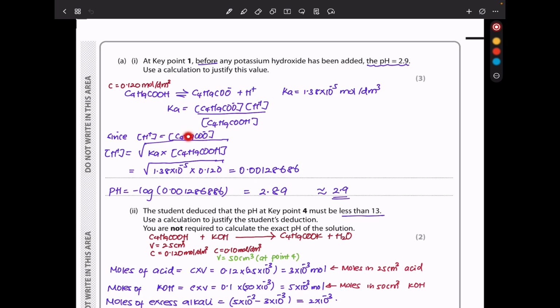But since these two concentrations are the same, Ka is equal to H plus squared divided by the concentration of the acid. So the hydrogen ion concentration is going to equal the square root of Ka times the concentration of the acid. And the assumption is the initial concentration of the acid and the equilibrium concentration of the acid are the same. So 1.38 times 10 power negative 5, which is the Ka, times the given concentration gave us that. And the negative log of that is going to be our pH. So pH is 2.89, which is approximately 2.9 as given in the equation.